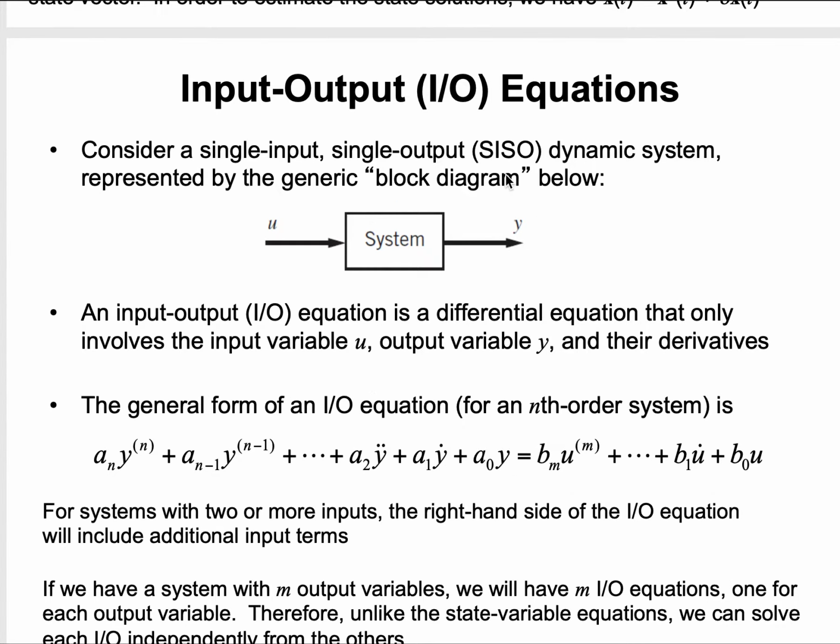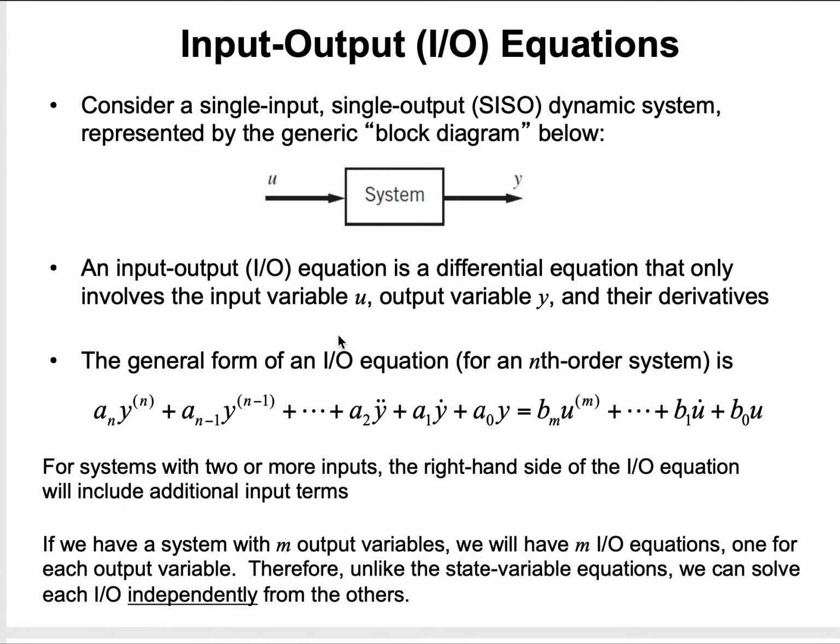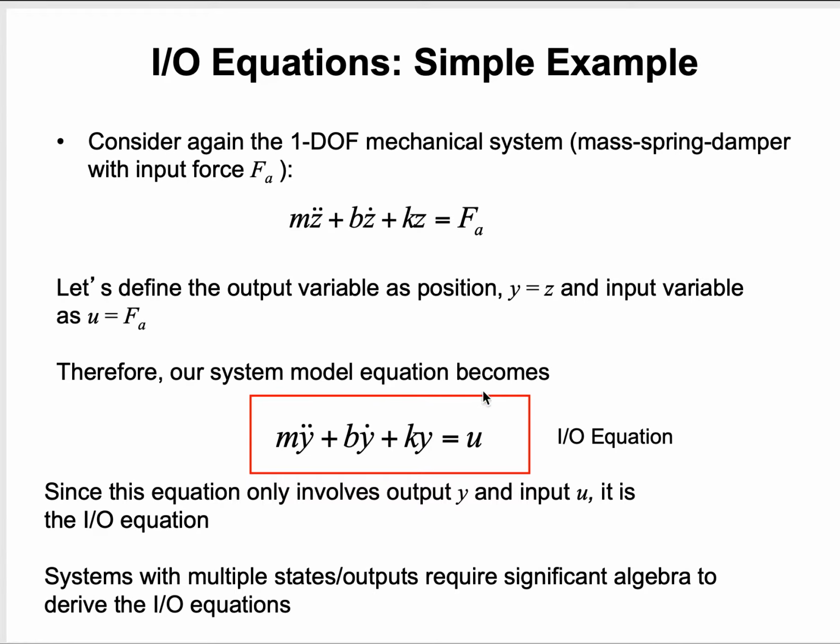Input-output equations, remember, we represent the system by our differential equation and put it in the input-output form. An example was a mass spring damper, where z is the position, this is velocity, and this is the acceleration. If someone says that our output of interest is position, so y is equal to z, we substitute that, then we have this equation. So that is the input-output equation. We use it for single input, single output systems. For MIMO systems, this is a bit complicated.